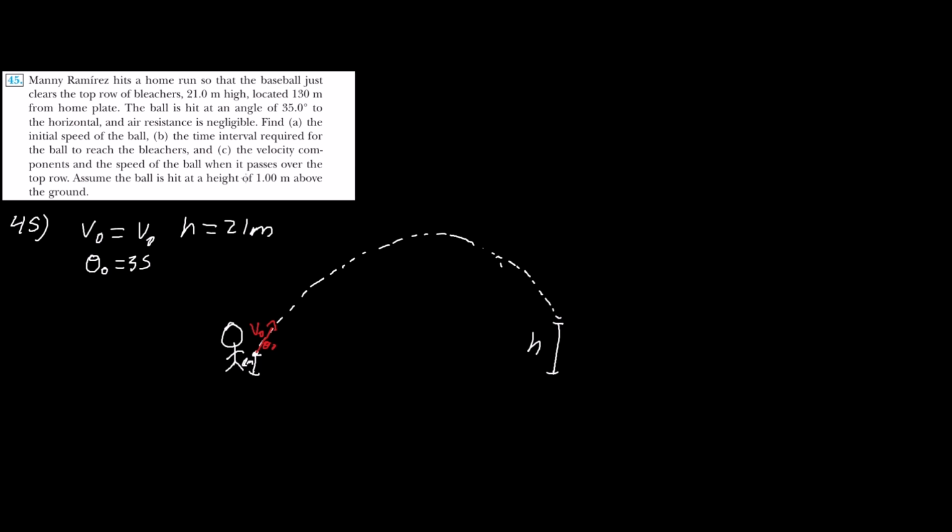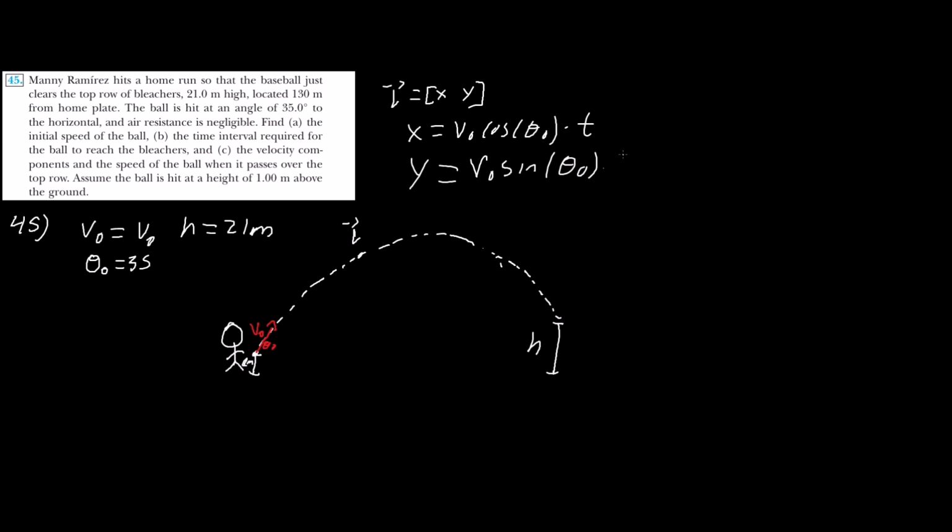Now it's asking for the initial speed of the ball. So think about the actual motion. I'm going to call this distance L. The equations for x and y: x is v naught cosine of theta naught times t. The only unknowns are v naught and the time. And y is v naught sine of theta naught times t minus g t squared over 2.